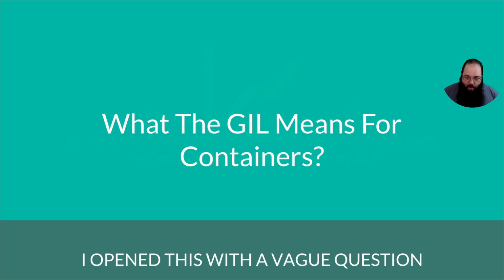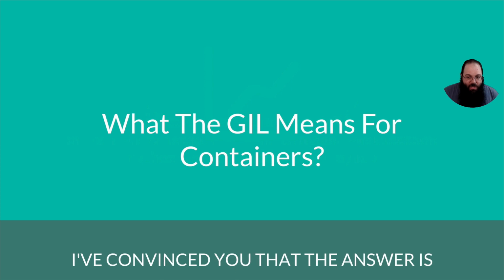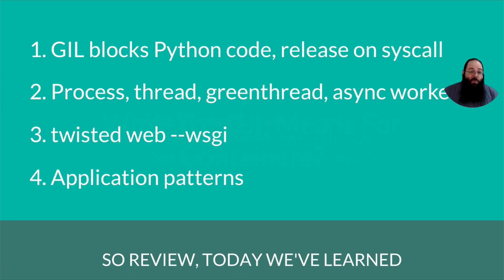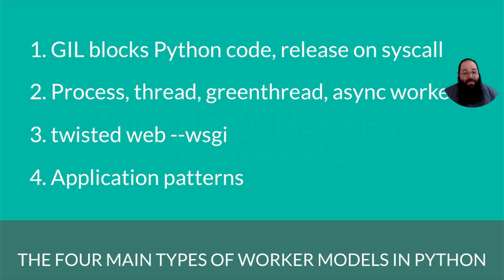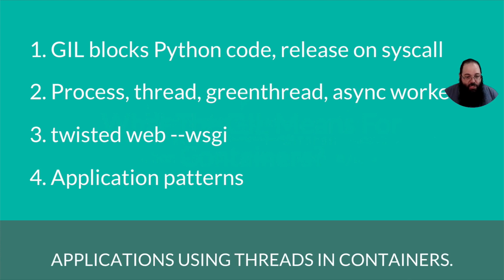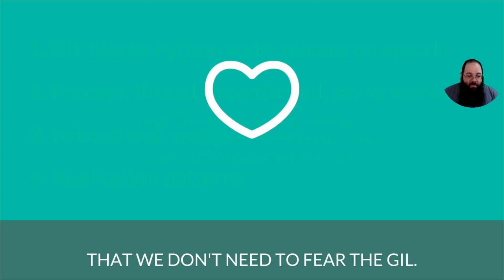I opened this with a vague question. What does the GIL mean for containers? Over the last 20 minutes, hopefully I've convinced you that the answer is not much, you just need to be careful. So to review, today we learned how the GIL works, the 4 main types of worker models in Python, that threaded servers have a lot of benefits, and some patterns for operating applications using threads and containers. And most of all, hopefully we've learned that we don't need to fear the GIL.